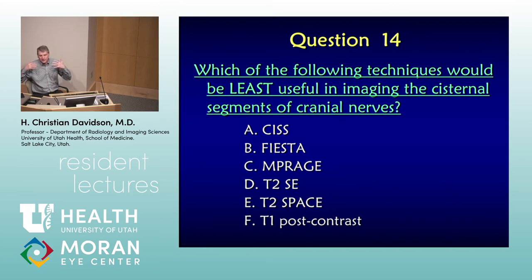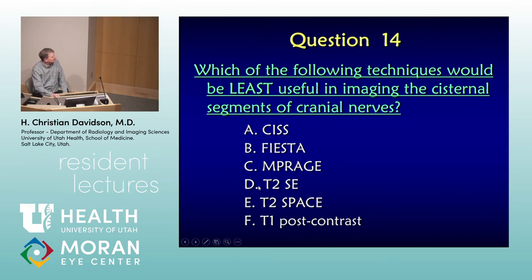They really emphasize the fluid signal, and the parenchyma is just an amorphous black. But they really give you great cisternal imaging. So the KISS, the Fiesta, and the T2 space are of that kind, what we call heavily T2 weighted.